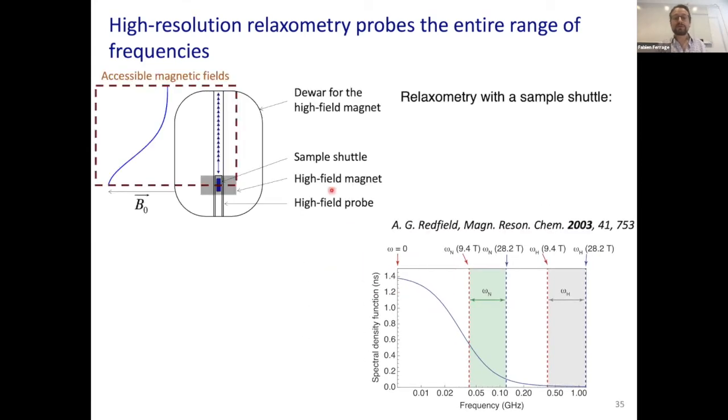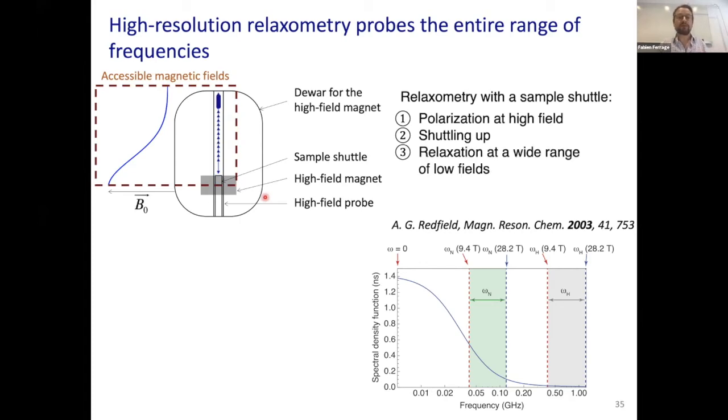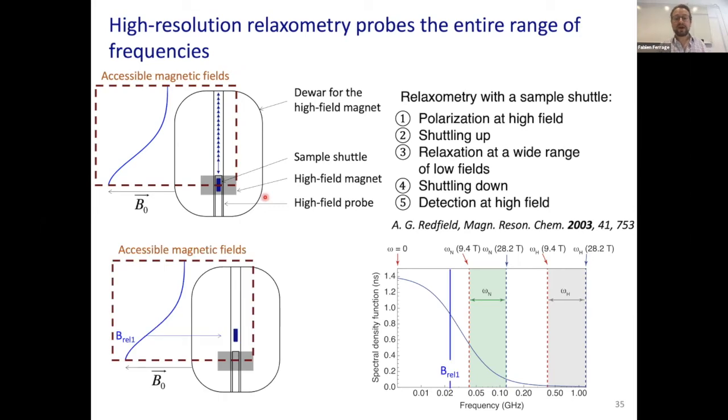And so the solution for this was introduced by Redfield and others like Bob Bryant about 20 years ago. The idea in particular of Redfield was to use a commercial high field system and to add an apparatus to move the sample in the stray field and use the stray field of the magnet as a variable field. So you polarize your sample at high field for sensitivity, you move the sample to a position of the stray field for relaxation, you relax for a variable delay, so you have a nice relaxation decay at low field, and then you come back to high field for detection with high resolution and high sensitivity. And this way, if you add a few measurements, then you can actually describe the entire spectral density function.